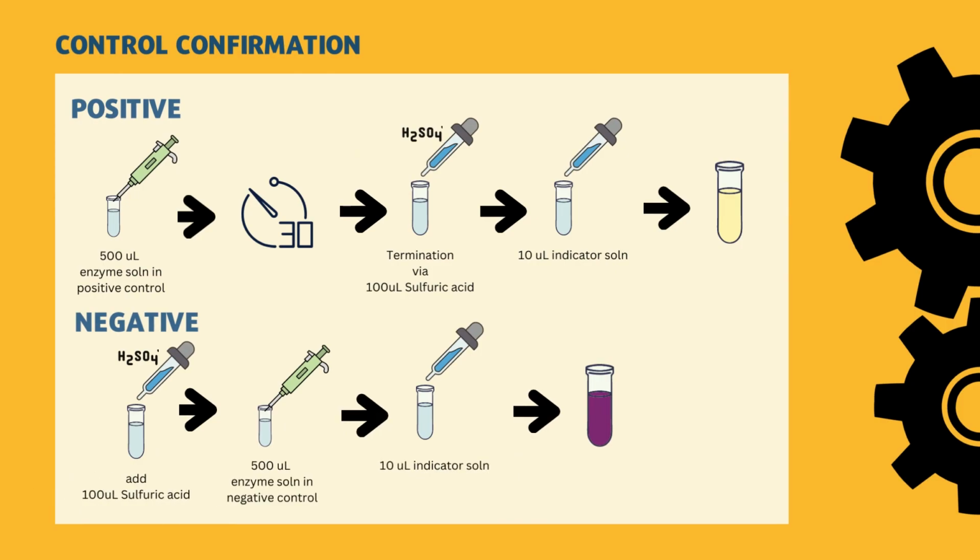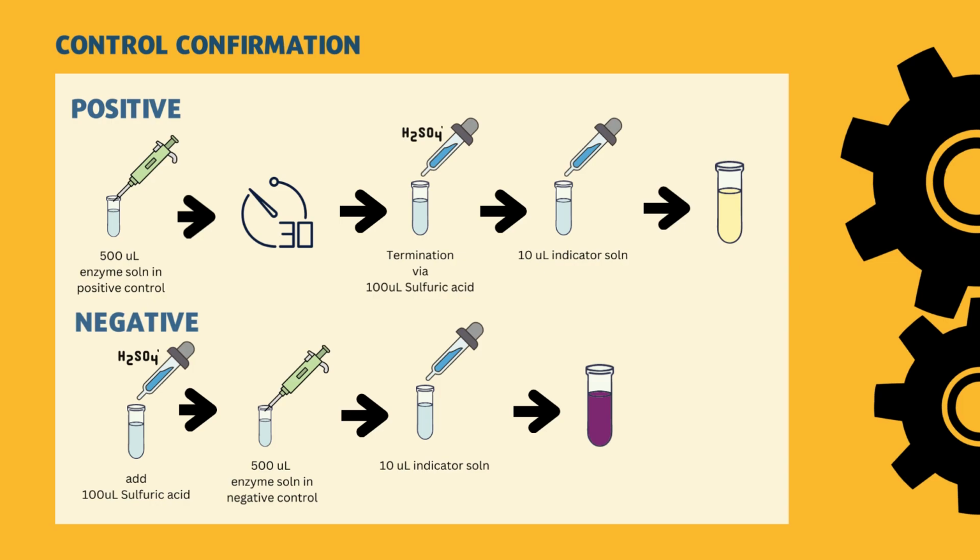We will first check if the enzyme solution is working. At the initial temperature, a 500 microliter aliquot of the solution is taken and placed into a positive control tube. The solution is left to incubate for 30 seconds before being terminated by 100 microliters of concentrated sulfuric acid. The negative control is made by placing the sulfuric acid first before adding a 500 microliter enzyme solution.